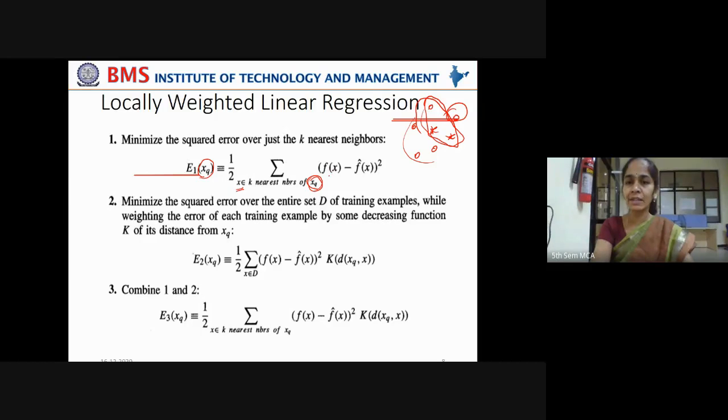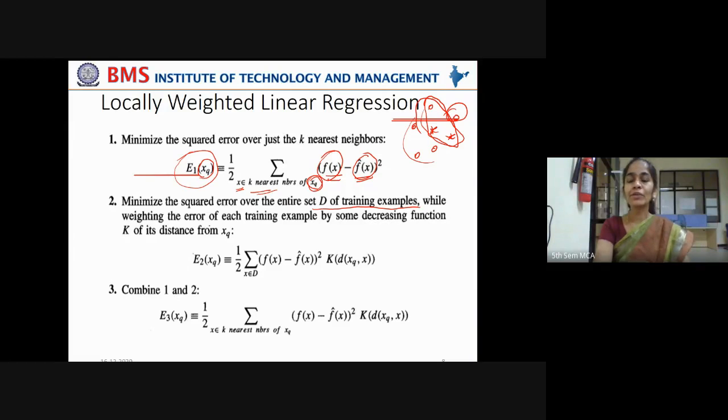So what is the error in the prediction? f of x minus f cap of x, the difference between the estimated value and the existing value. Square it, sum it up for only k nearest neighbors, half it, and that will give you the error approximation for x cube, that is the new data instance. Now minimize the squared error over the entire set of training examples. Let us see how it will look.